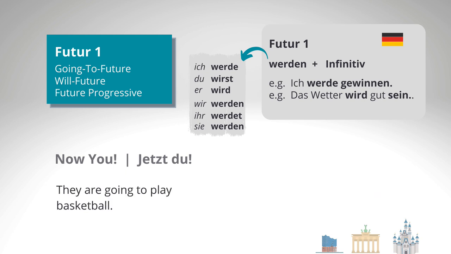Our next sentence is, they are going to play basketball. They are going to play basketball. Please translate this sentence into German using the Futur 1. The German word for to play is spielen, and basketball in German is called Basketball. So with that in mind, please translate the sentence.